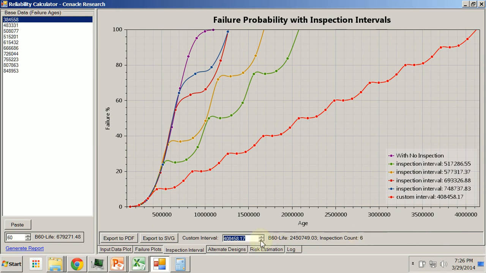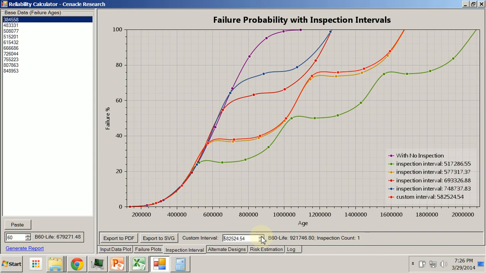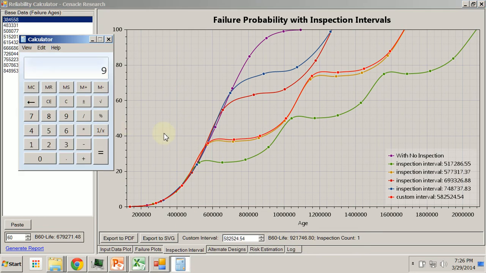Similarly, for the same B60 life, you can have your own custom interval. For example, if I use this inspection interval, that means I am getting 921746, which is 921746 divided by my base B60 life without inspection here, that is 679271. That is, I'm getting an extended life of about 1.3 times with an inspection interval of 582524.